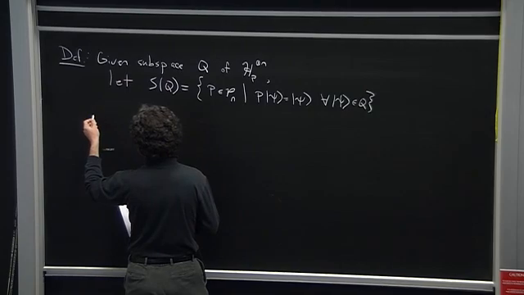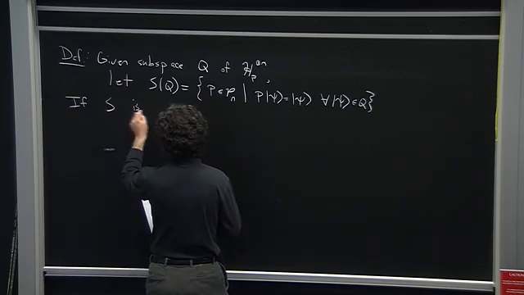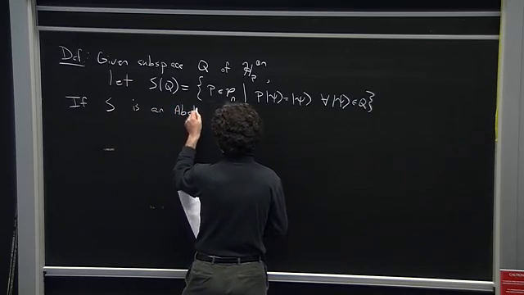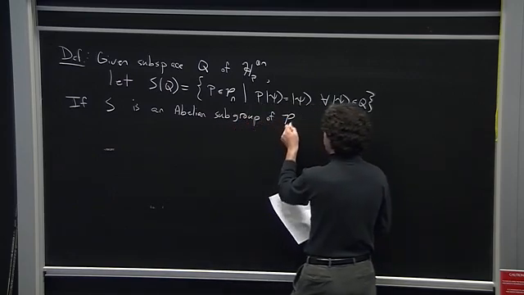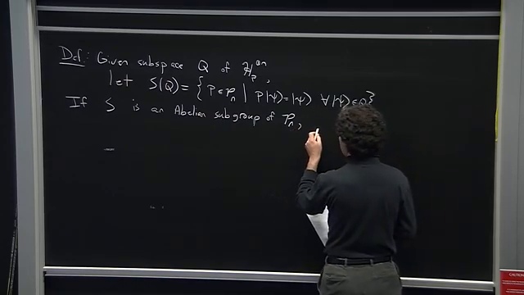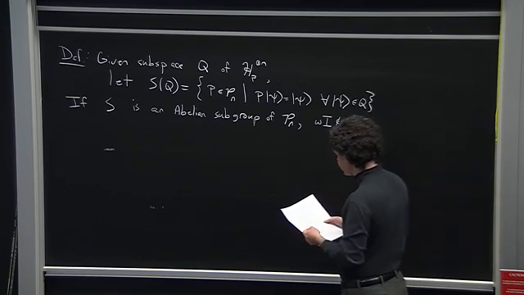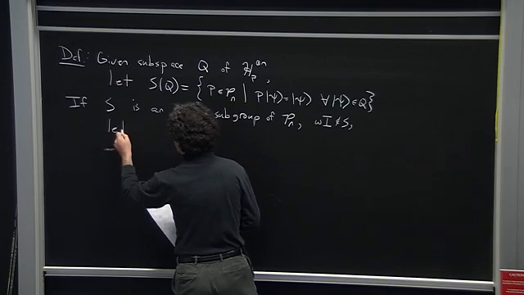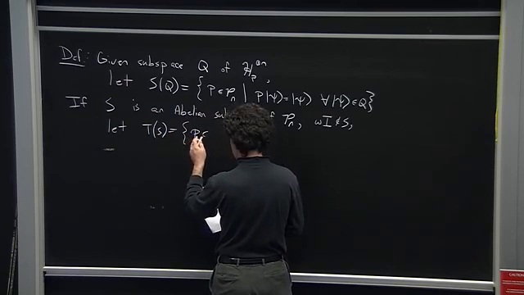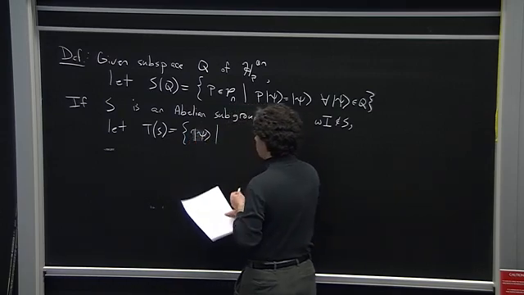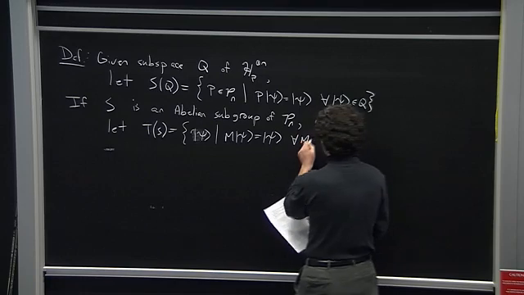And then analogously, if S is an abelian subgroup of the Pauli group, and omega I is not in S, then we can let T of S be the set of psi such that m psi is equal to psi for all m in S.